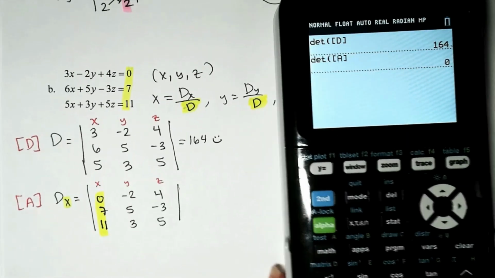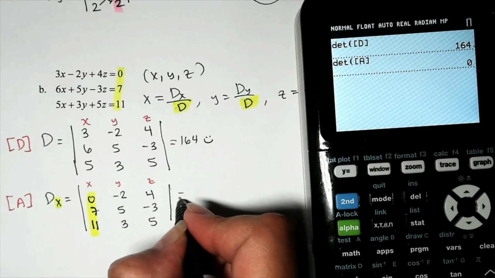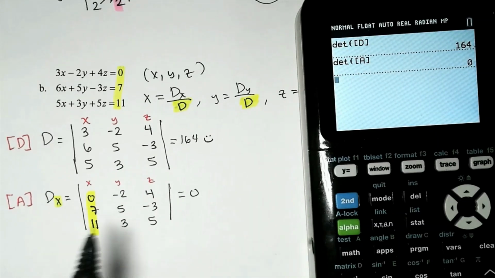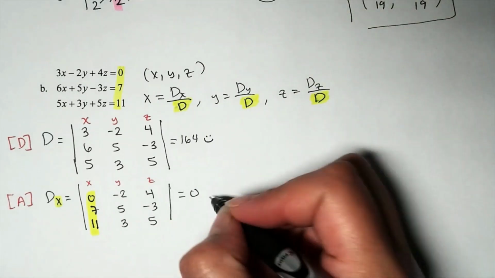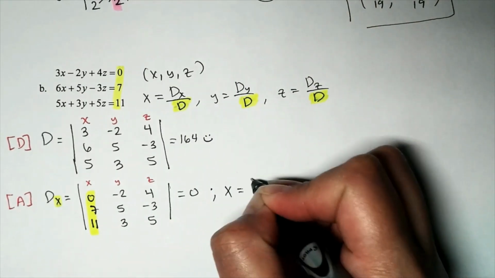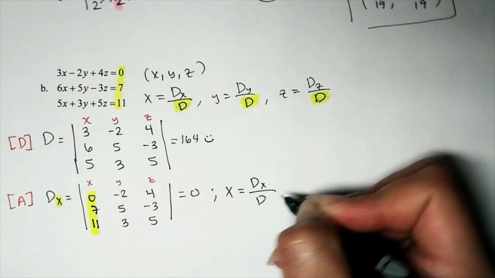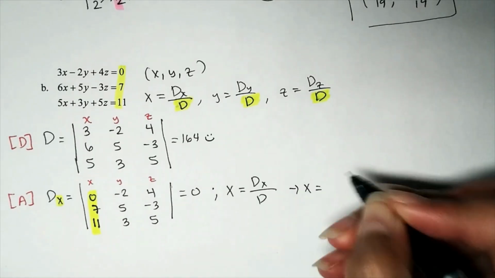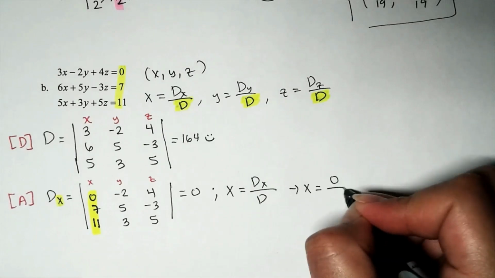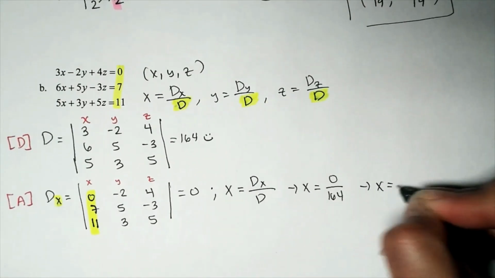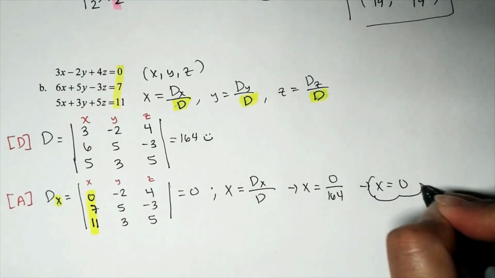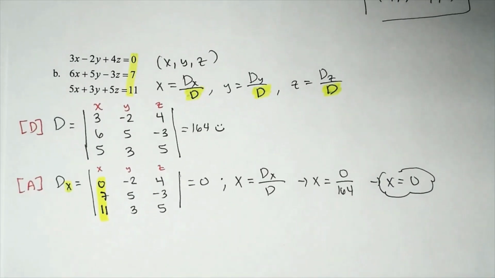How about that? Okay. And then we can keep finding the rest, but with your permission, we're gonna find the X value now. In this case, to find X, we're gonna take dx divided by d. So that will give us dx is 0, d is 164, and then that will give us that the value of x is 0. Let me go ahead, highlight it.